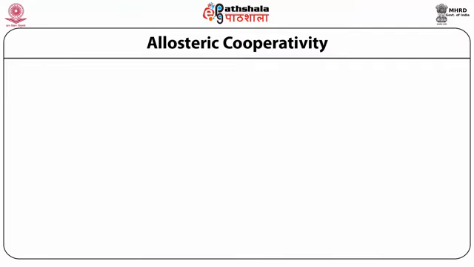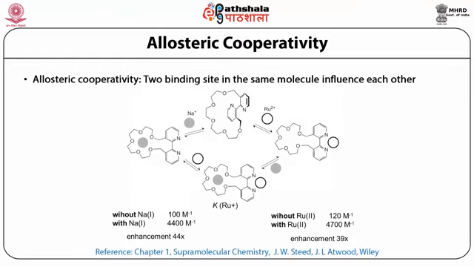So here we are trying to understand what allosteric cooperativity is. Allosteric cooperativity refers to the phenomenon where you have two binding sites in a molecule, and these two binding sites influence each other. So let's say you take the molecule on your screen, and the molecule binds to sodium. Sodium is the gray circle. It binds, and the molecule has a crown ether like complex. You also have nitrogen which can donate to soft ruthenium.